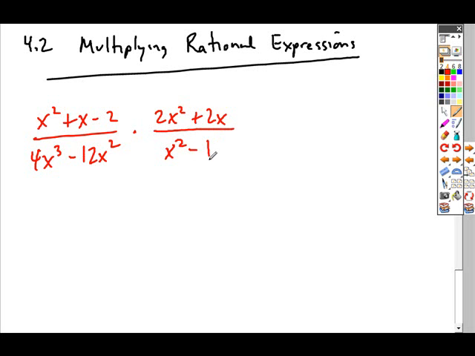When you look at this, treating a product of two fractions is no different than what we just got finished doing. Step one is to factor everything completely. And step two is to cancel common factors.